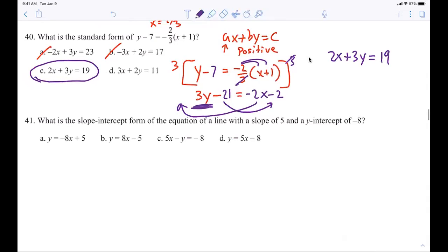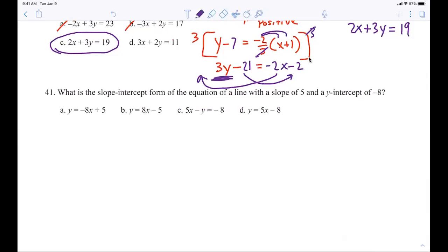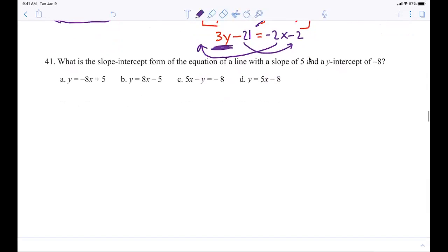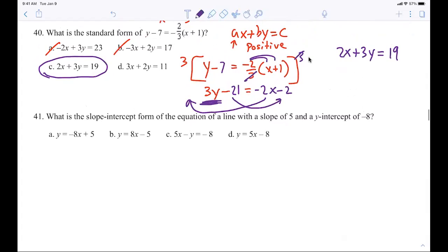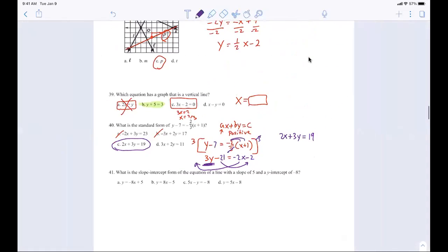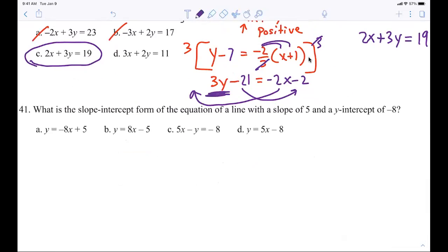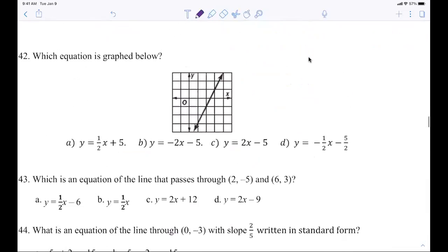I just don't like multiplying by negatives. Wow. Didn't we already see number 41? Yeah, that was kind of silly. What's the correct answer? D, right? All right, 42.